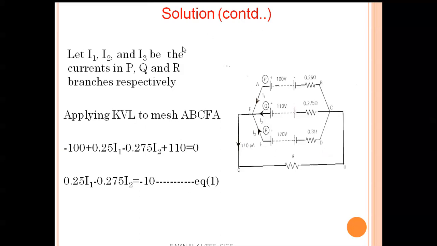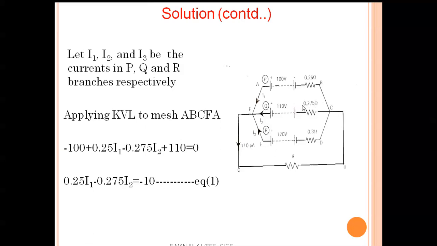Okay. So here let I1, I2, I3 be the currents in P, Q, R branches respectively. So this is I1, I2 and I3. So applying KVL to mesh A, B, C, F, A, you will get 100 plus 0.25 I1, minus 100, because this is only the leaving point.